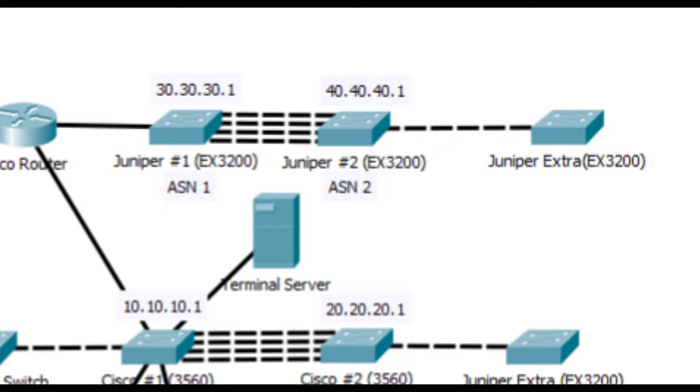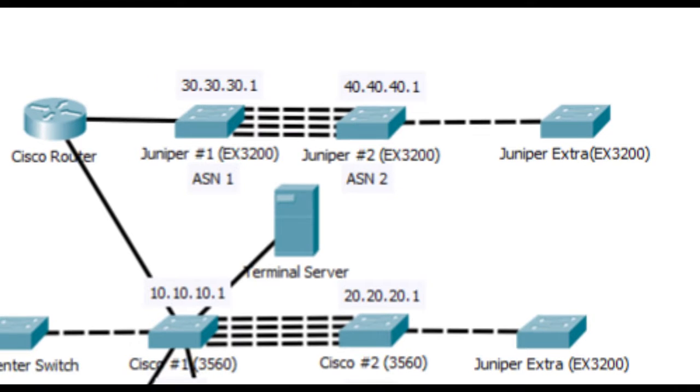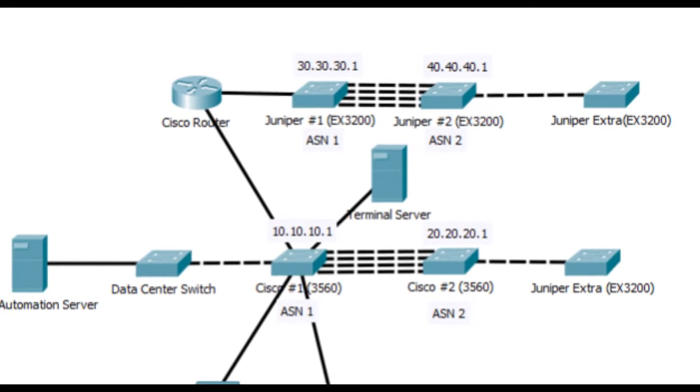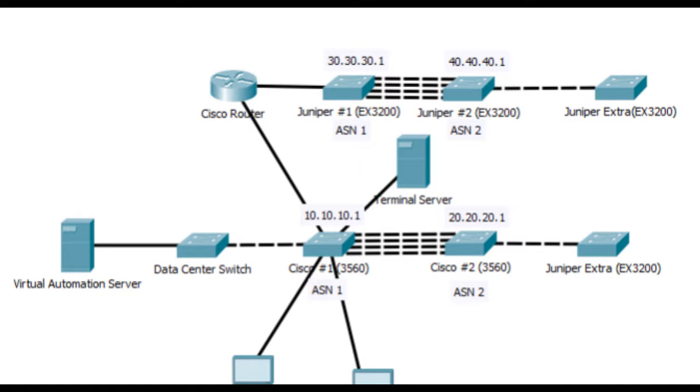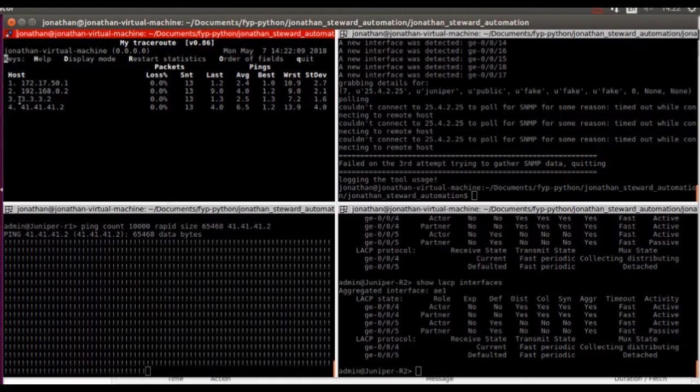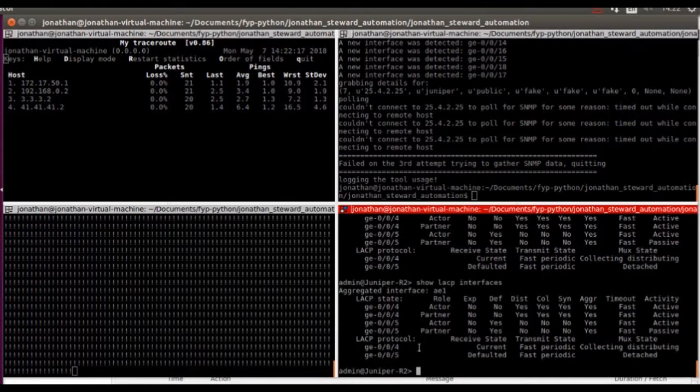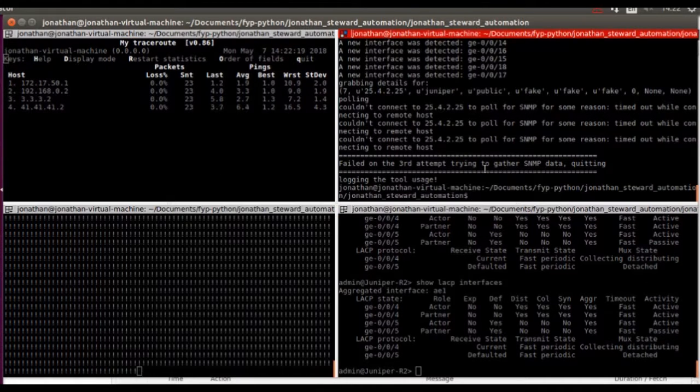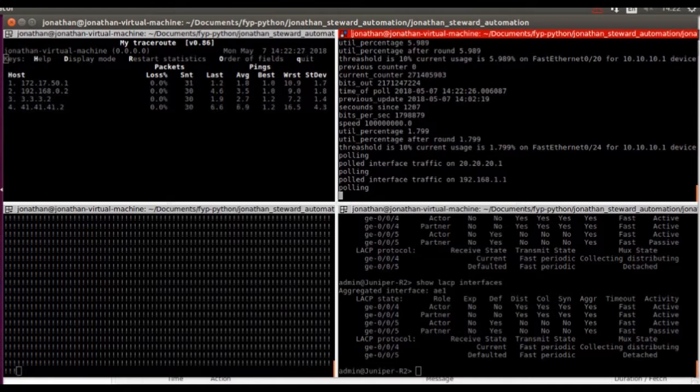And what I'm also going to get going is an MTR from the automation server to the Juniper Extra as well. Now what that'll do, that'll highlight the interface or the path that we're taking between the two devices that I'm actually automating on. So as you can see here, this is the interface that we're actually hitting on the R2 device. So now we've got that running, I'm going to get the Python interface statistics monitor tool running.